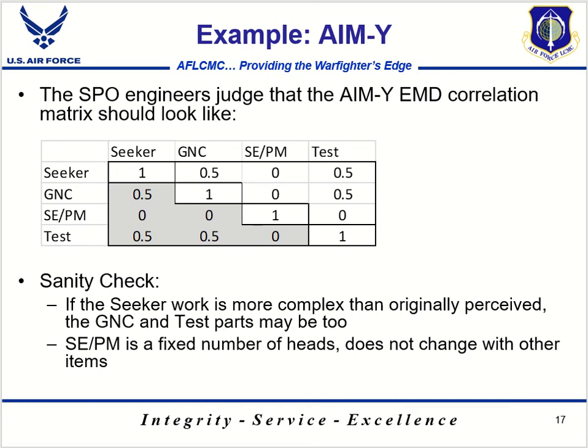So again, continuing with our AIM-Y example, here's the correlation matrix with associated values that they put together with the program office engineers. Always perform a sanity check to ensure that the correlation values make sense. For example, in this case, you'd want to ask yourself, is it true that if the seeker work turns out to be more complex, then the GNC and test work may be too? Just to make sure the relationship makes sense.